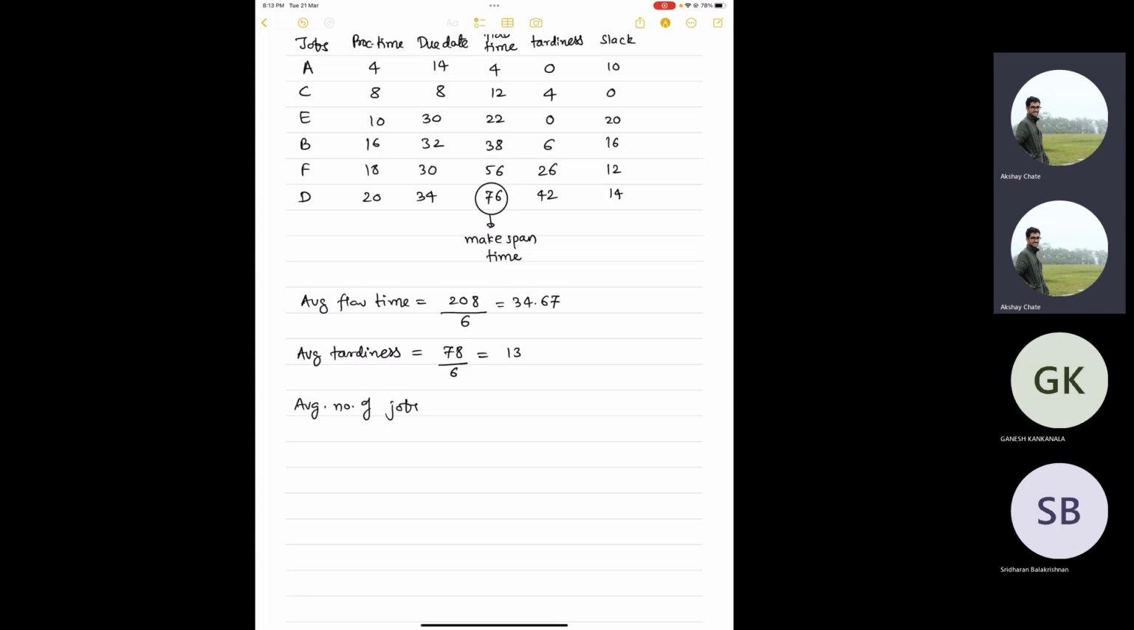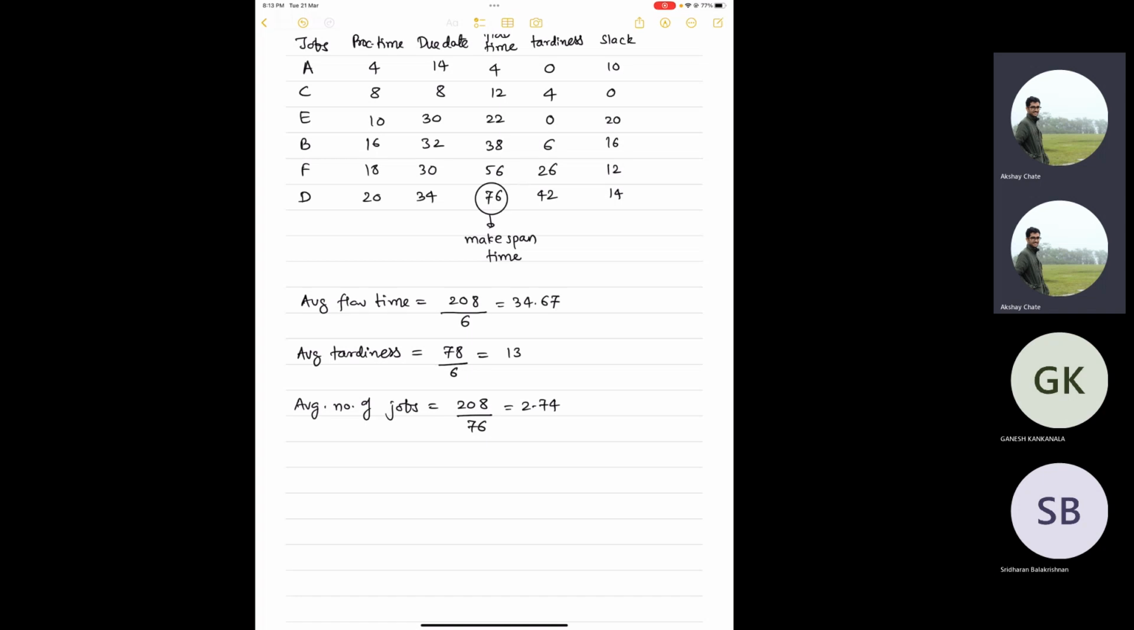As I told you, it is total flow time divided by makespan time, which is 76 here. So if you do that, you'll get 208 divided by 76, which is 2.74. So on an average, there are 2.74 jobs in the system.